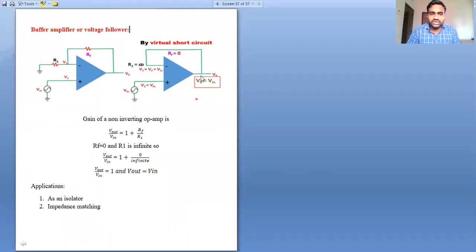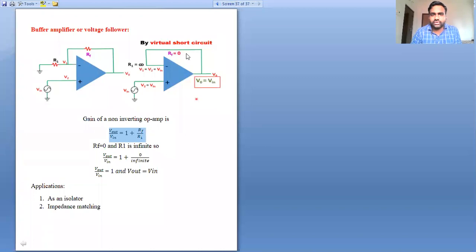So the output voltage V naught is equal to V1, which is equal to V2, which is equal to V input. This is a theoretical way. If we discuss this in a mathematical analysis, this is a non-inverting operational amplifier. What is the gain formula? V naught by V input is equal to 1 plus RF divided by R1.